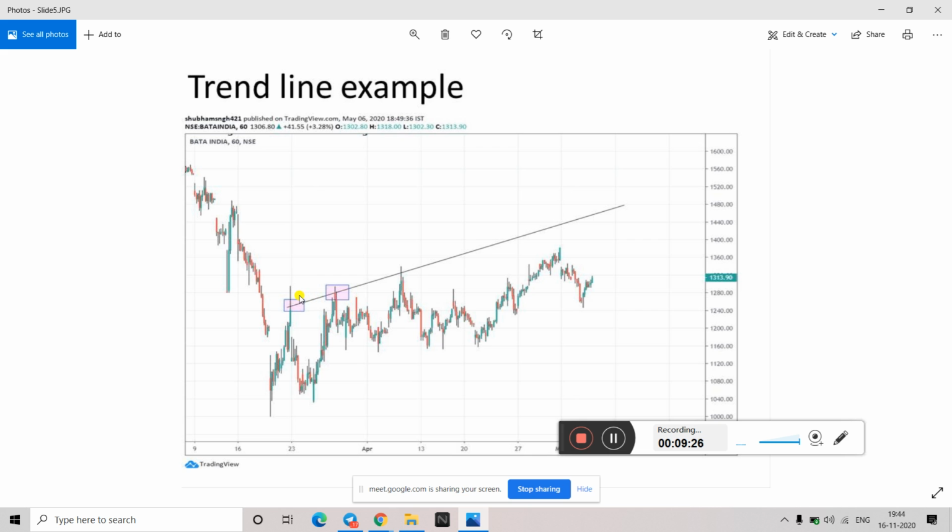So again, to validate a trend line, you need two touch points, right? Previously I have shown you with the rectangle that two touch points were there. Similarly here also you will get two touch points. This is touch point 1, this is touch point 2. Okay, and it is validated now. Third time when the price approaches this trend line, you can wait for an entry. Okay, but entry should be taken after confirmation.